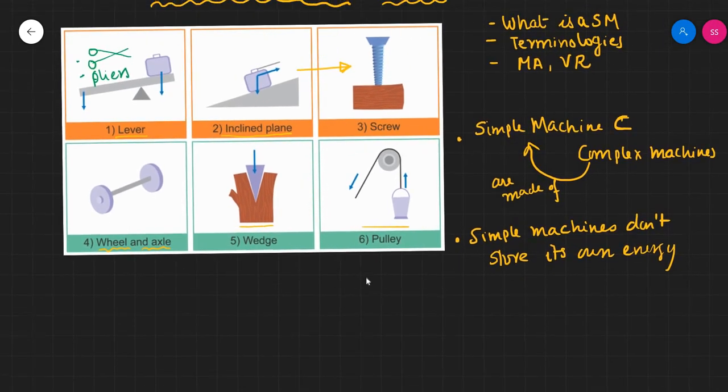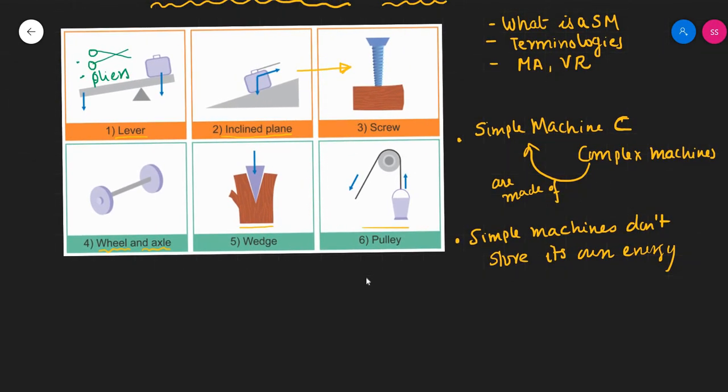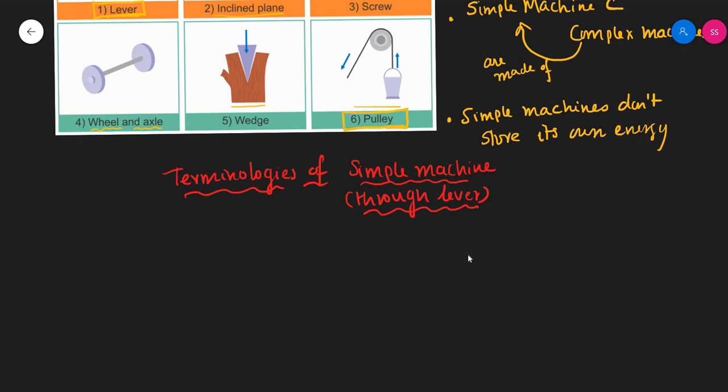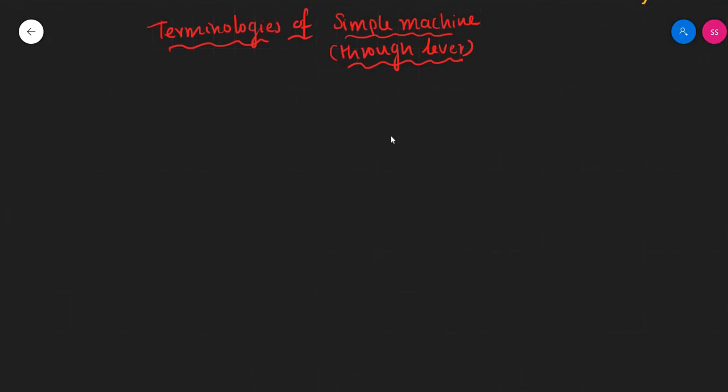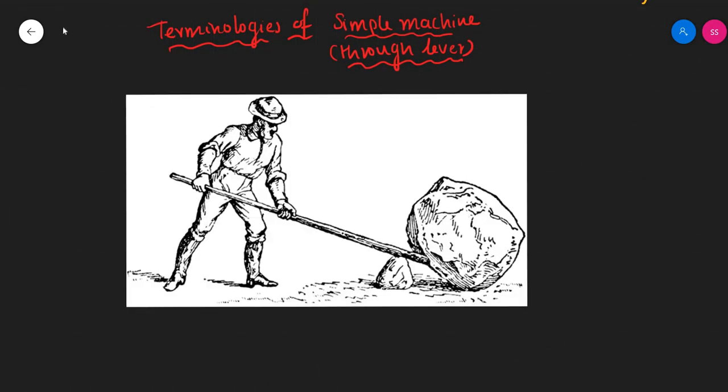In this series of videos, we are going to talk about two kinds of simple machine. We are going to talk about the lever in great detail, and we are also going to talk about pulleys. Next, we are going to understand some terminologies of simple machines with the lever as an example.